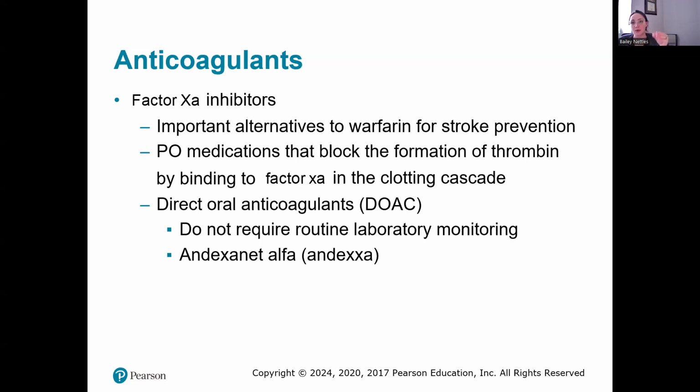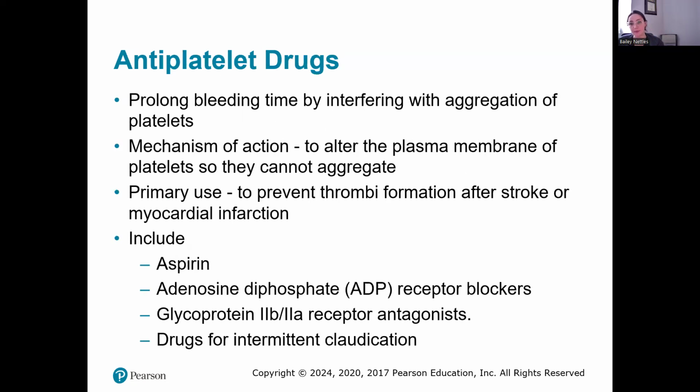So now we're going to get into some antiplatelets. So antiplatelets prolong bleeding time by interfering with the platelet aggregation, which is how they clump together. Okay. So it prevents thrombi formation after strokes or heart attacks. A lot of times this is you've had an event, so now they put you on this. Okay.